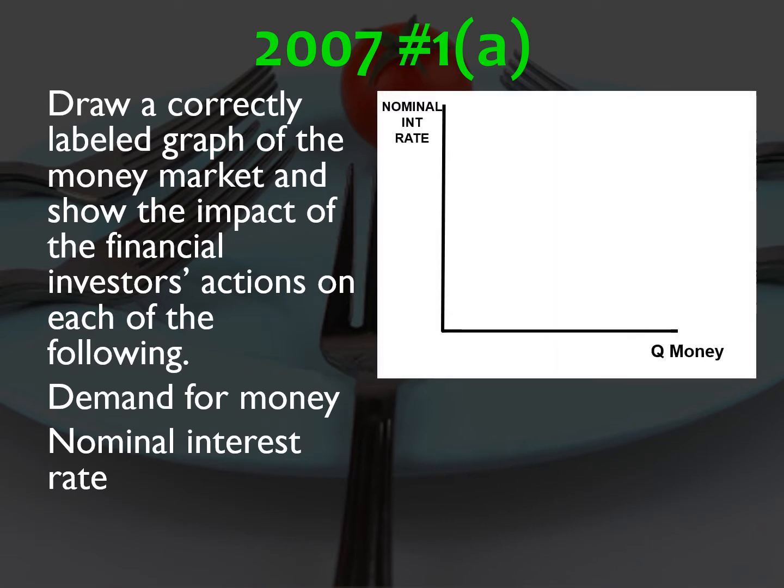So we have the money market graph. The x-axis is the quantity of money. The y-axis is the nominal interest rate. Downward sloping money demand curve, vertical money supply curve. R1 is our initial interest rate, M1 is our initial quantity of money.